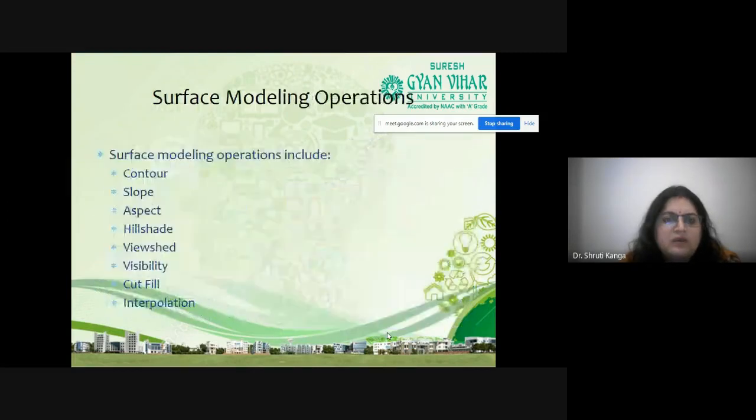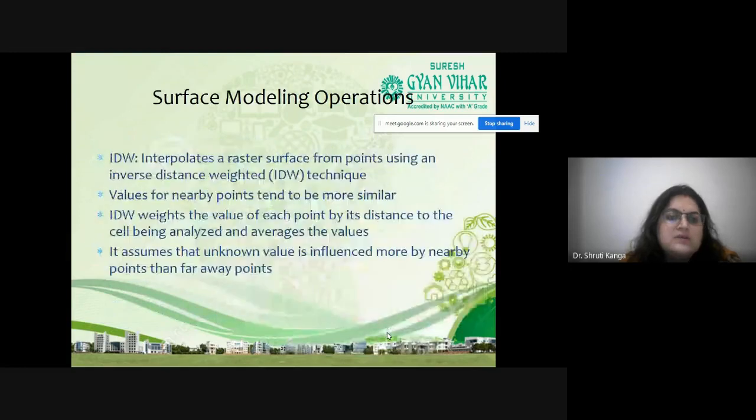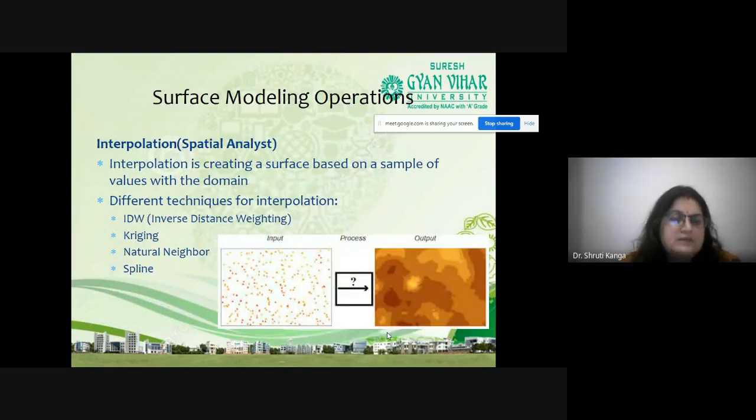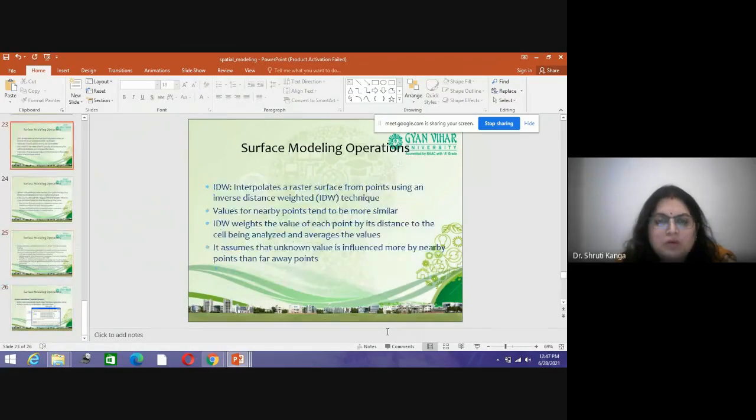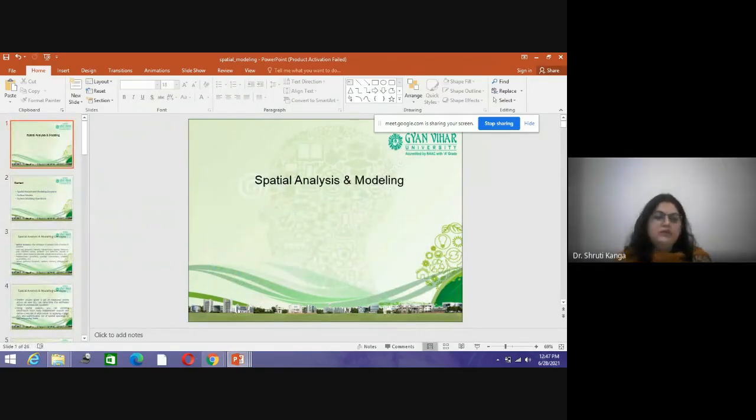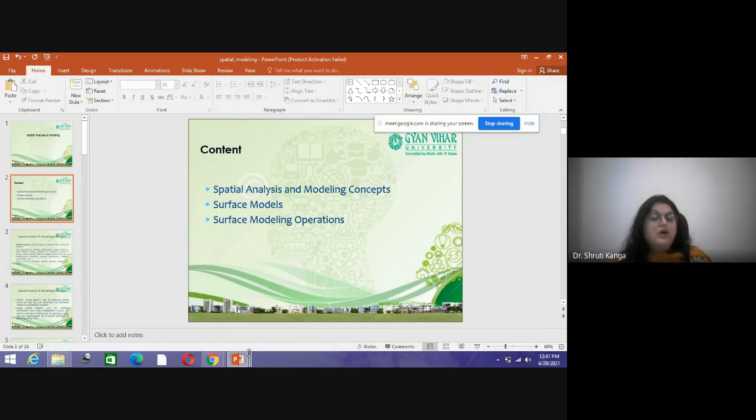After that we have also gone through interpolation techniques, where we studied four different techniques: inverse distance weighting, kriging, natural neighbor, and splines. And we have also seen that using the raster calculator we can opt for different operations related to map algebra expressions using inbuilt Python syntax. So I have tried to give you a very detailed study on spatial analysis and modeling, where we studied what it is, how it is used, what the different surface models are, and how they are helpful in different modeling and analysis for 3D analysis.